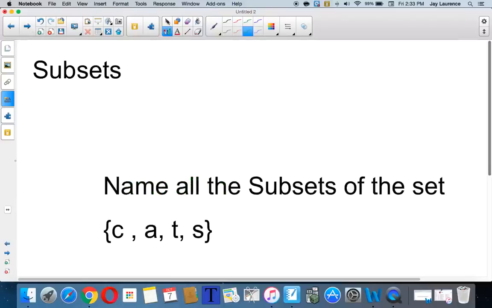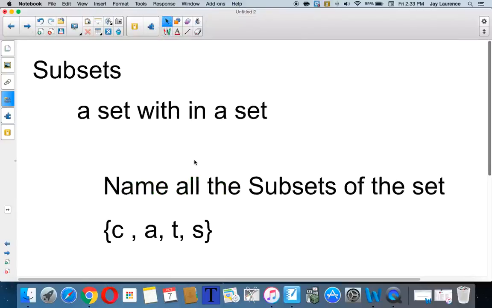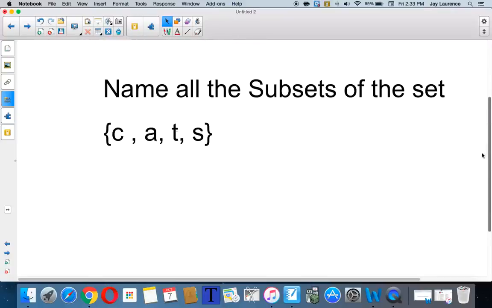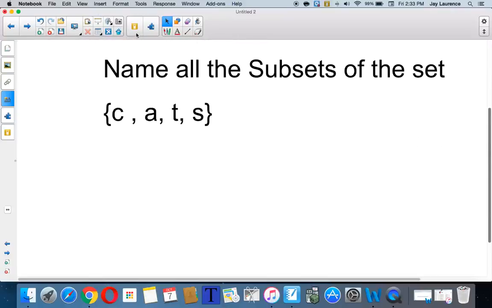Subsets. What is a subset, you ask? It's a set within a set. Yeah, that's what a subset is. So let's come down here and let's see if we can name all the subsets of the set CATS. Well, believe it or not, a set with no members like this is always a subset of any set you're talking about. We call this the empty set, and we usually use a symbol like that.